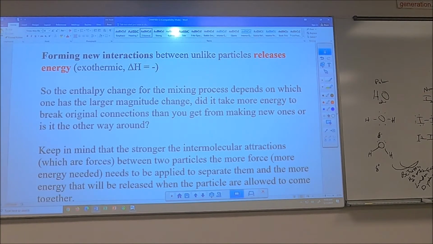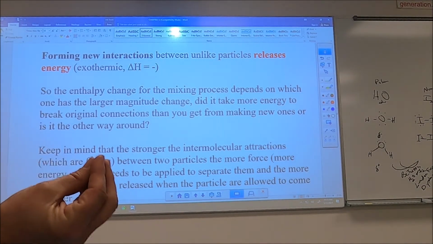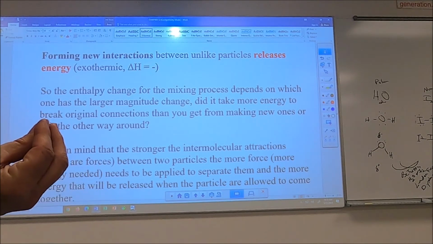If it is exothermic, then the amount of energy that you're using to separate like particles is less than the energy released when the unlike particles attract each other, and that would feel hot to the touch. If you mix ammonium nitrate in water, and you hold it and you touch it, it's cold to the touch.